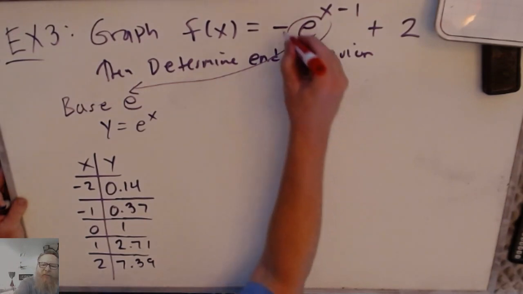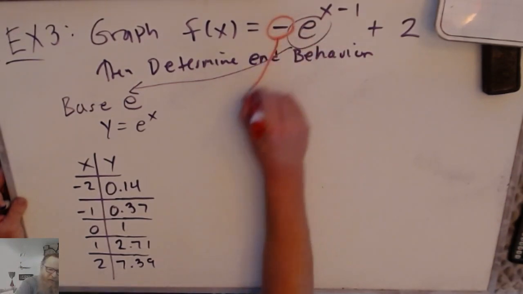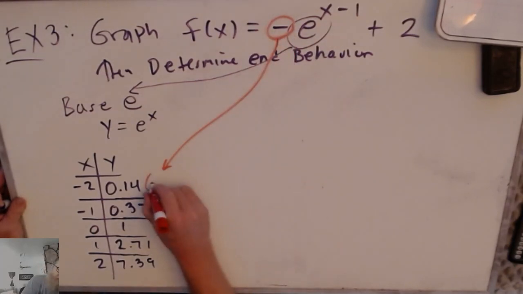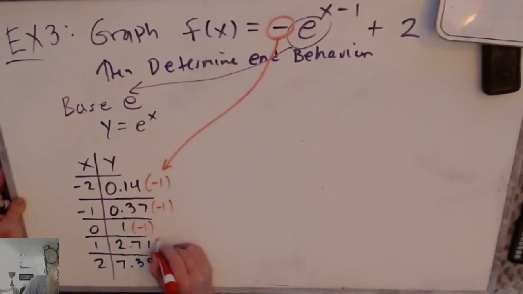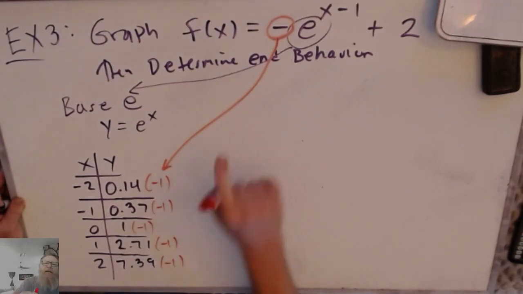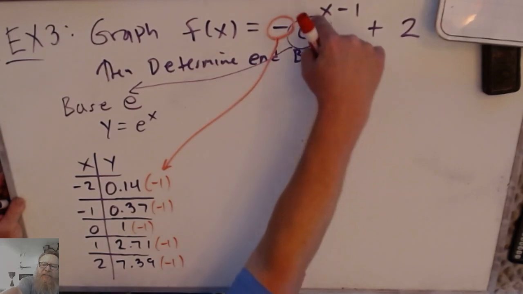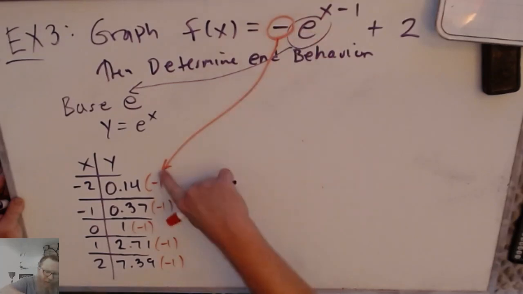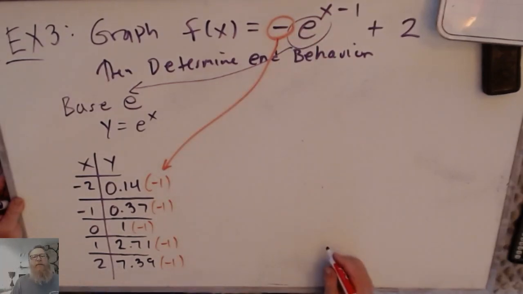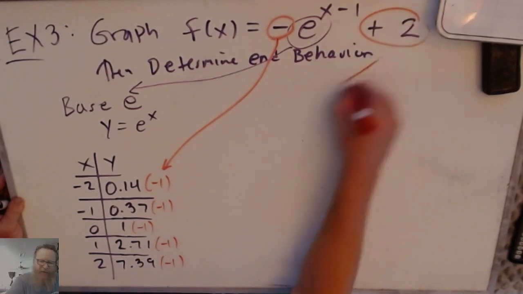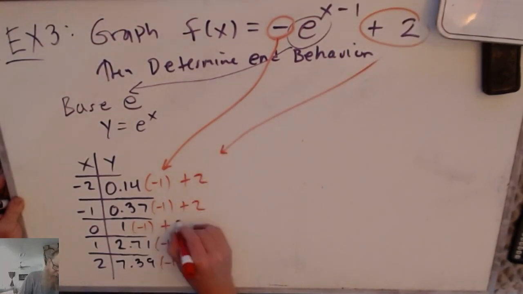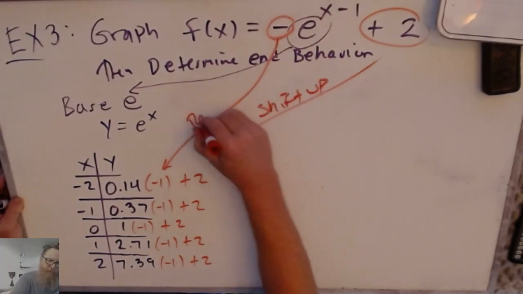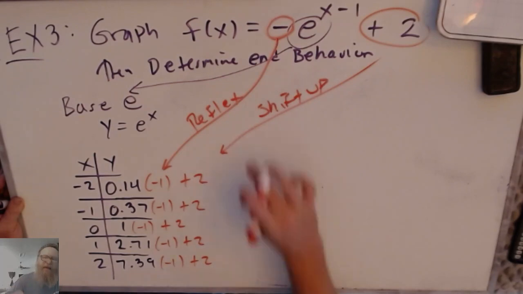All right, we have lots of stuff going on here. We have a reflector. This reflector is in front of the base, so that means to multiply the y's. You might want to make a note of that. If the reflector is in front of the letter x, then you multiply the x's. If the reflector is in front of the base, then you multiply the y's. Then you're going to add 2 to all of the y's. That's going to shift up. The negative is going to reflect.